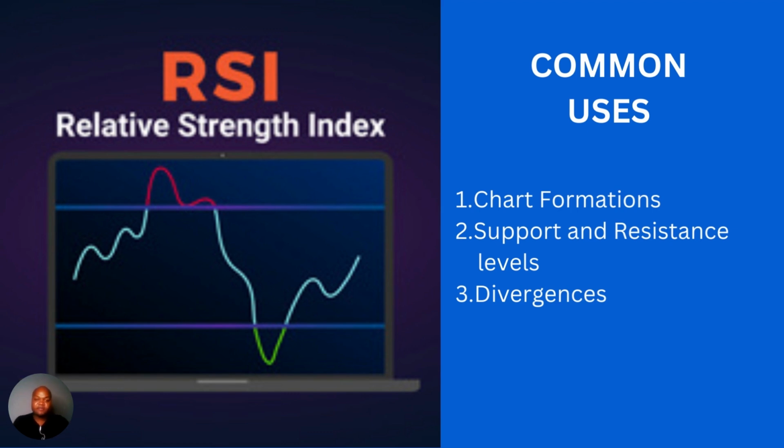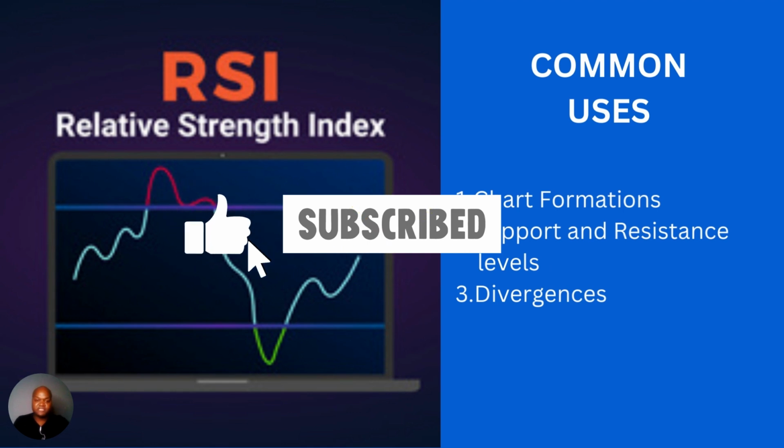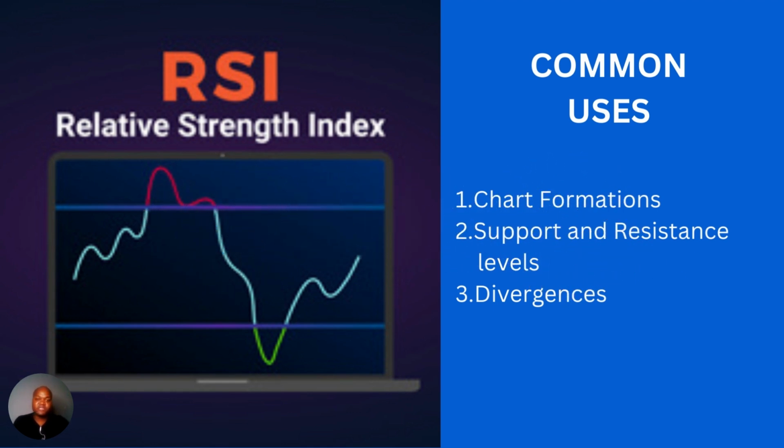In my previous videos, I talked much about divergence. The relative strength index can also be used to show divergences, where maybe there is a possibility of a trend reversal.